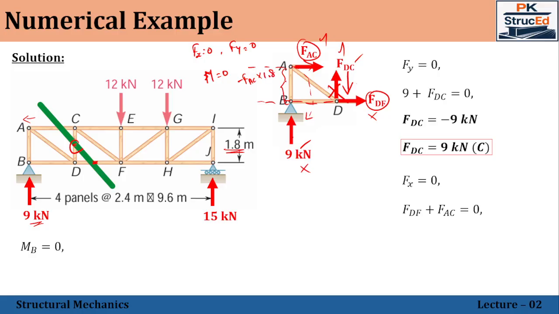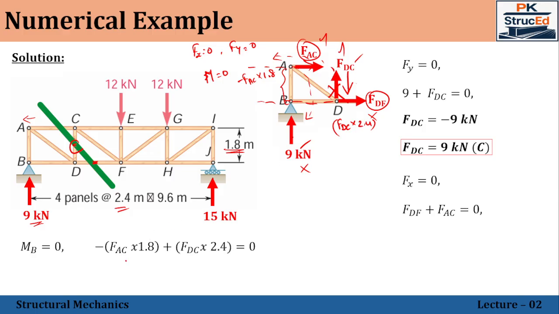So 1.8. Next, we have this FDC. FDC is acting on the right side upward, so it tends to rotate in the anti-clockwise direction about the point B. So it will create a positive moment. That value will be equal to FDC into the horizontal distance between B and D, which is 2.4. That's it. So these two only should be taken into account.